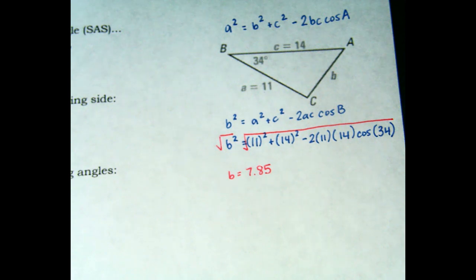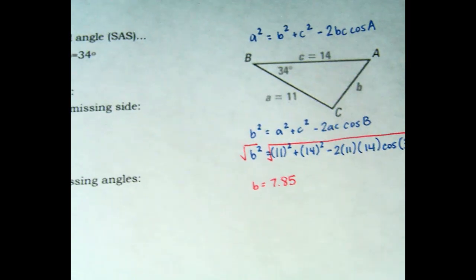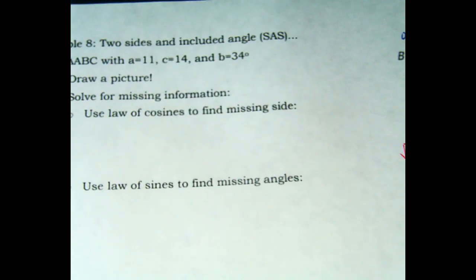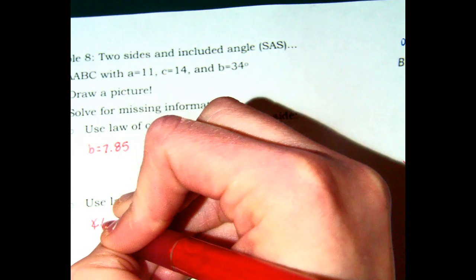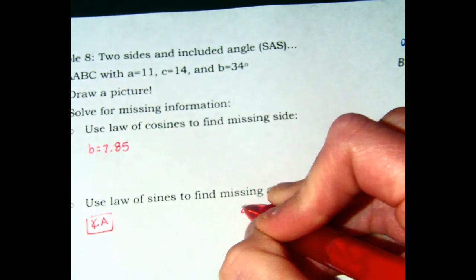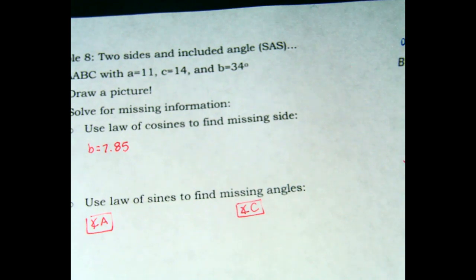Just like yesterday, we have to find every single missing piece. Before I slide this over, is anybody still looking at this? I don't want to ruin that for anybody. I have to find every single missing piece. What am I still missing? Angle A, angle C. I'm going to use the law of sines to find those. Yeah. Use the law of sines to find one of them, and then I use the triangle sum theorem to find the other one. So I don't have to do the law of sines twice. I only have to do it once.